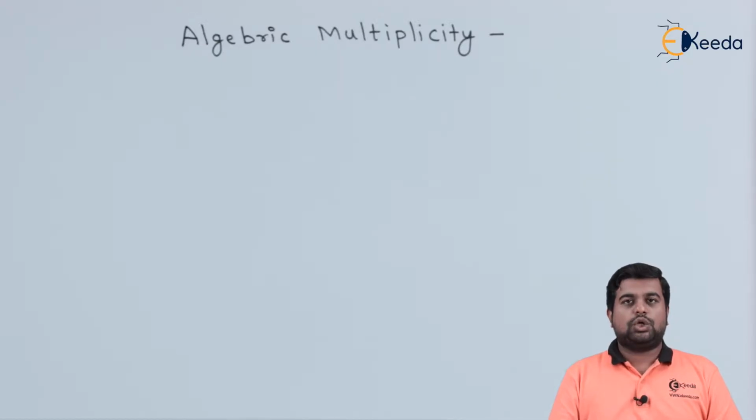Suppose if we have got a 2 by 2 matrix, we'll be getting 2 eigenvalues and 2 eigenvectors. If we have got a 3 by 3 matrix, then we can have 3 eigenvalues and their respective 3 eigenvectors. Similarly, for an n by n square matrix, we are going to have n eigenvalues and n eigenvectors. So, algebraic multiplicity and geometric multiplicity are defined for each and every particular eigenvalue. Let us take an example and understand what it is.